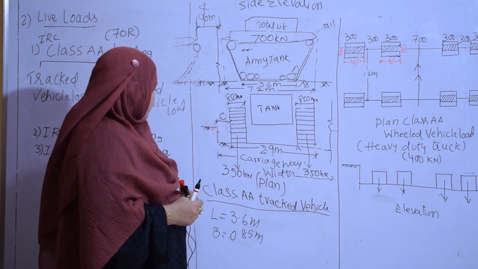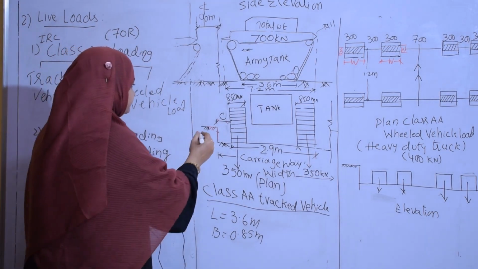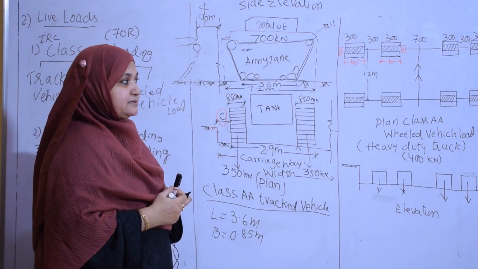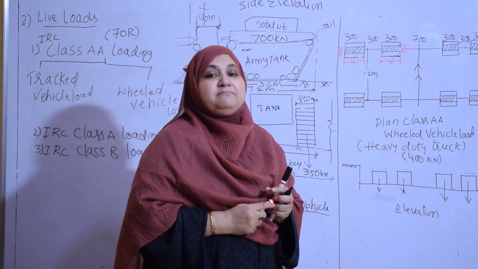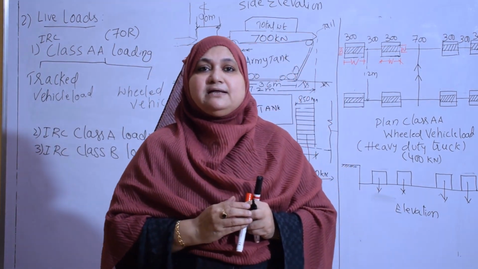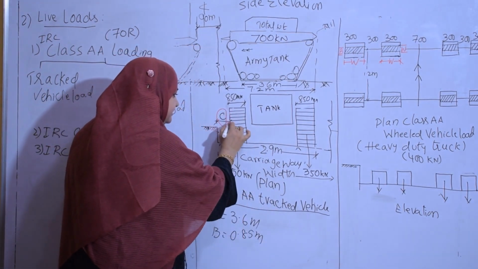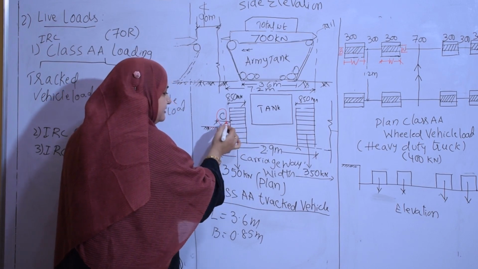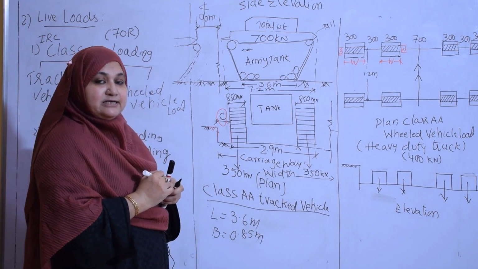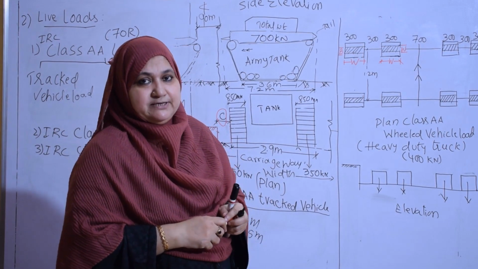Now here you can see I have written something called C in the plan. What is this C? This is also very important. You have to remember this C is the minimum clear distance between the outer edge of the wheel and the outer face of the road. This is C. This also you have to maintain according to the IRC specifications.